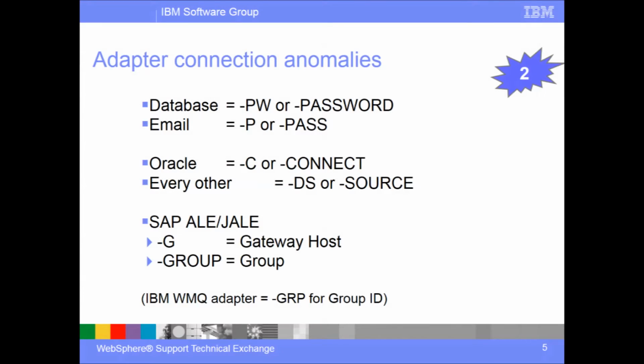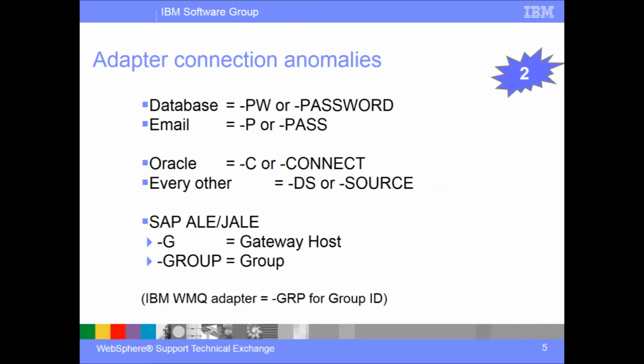The TX product has grown over the years, evolving through several name changes. The quantity and variety of the TX adapters has also grown and evolved, which on the whole is a good thing, but has led to 1 or 2 connection string anomalies. For example, using the database adapter, one would use -pw or -password as the command line modifier to specify the password. On the email adapter, however, the same argument is specified with -p or -pass.